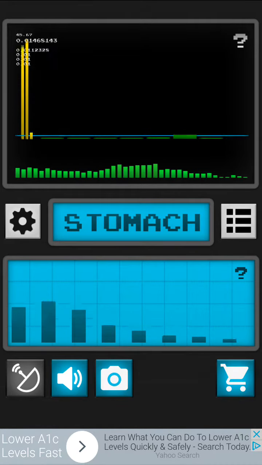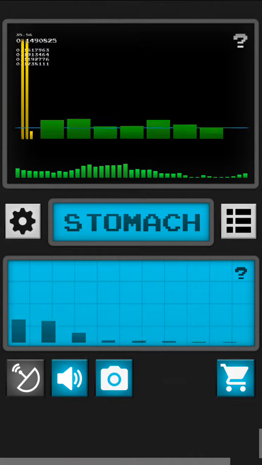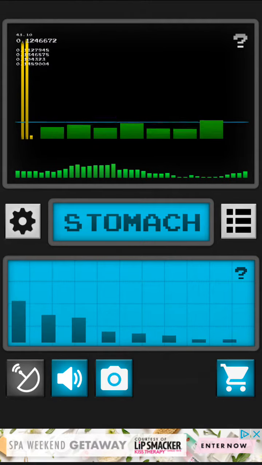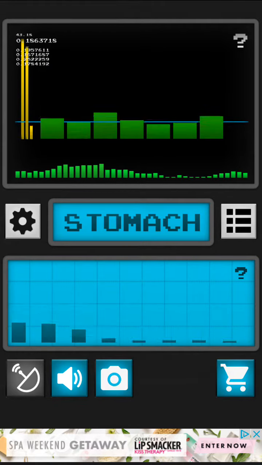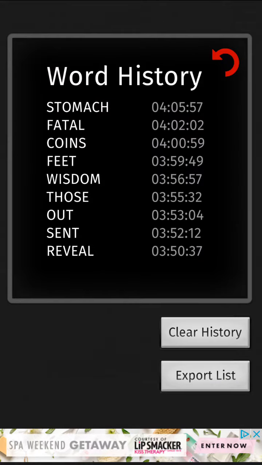Stomach. I wonder if they say that from where I just lay down, if they're on my stomach or something. Either that or are they indicating that there's something fatal going on with my stomach? That'd be kind of bad.